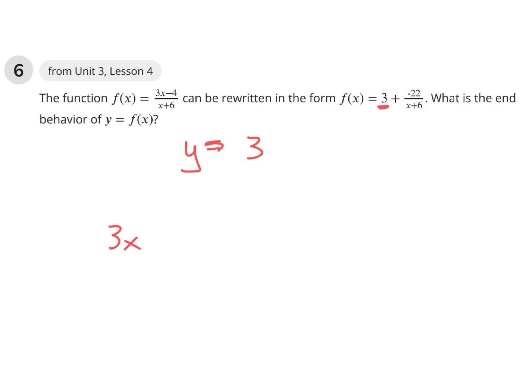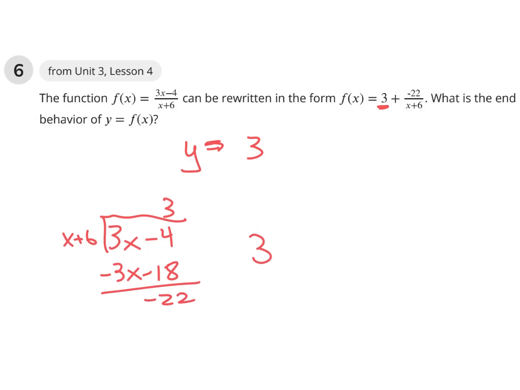So if I take 3x minus 4 and I divide it by x plus 6, I get 3, giving me 3x and 18. I change both signs. I get -22 as a factor. So that gives me 3 as a whole number minus 22 over x plus 6. And that's how I get that one. So my whole number becomes my horizontal asymptote. In order to find a horizontal asymptote, you long divide.